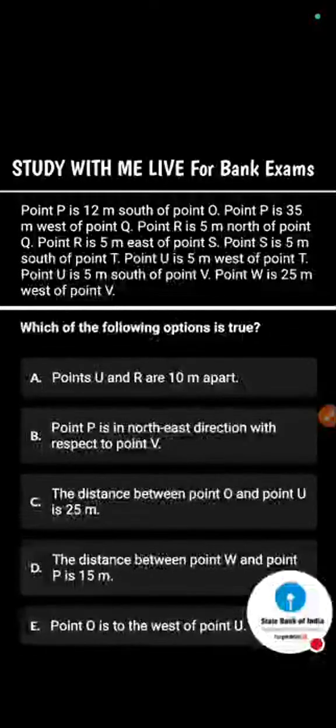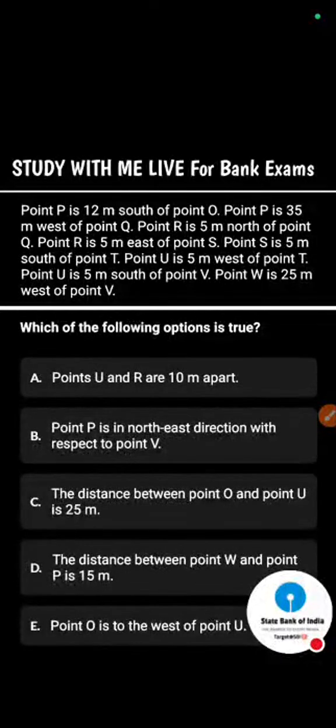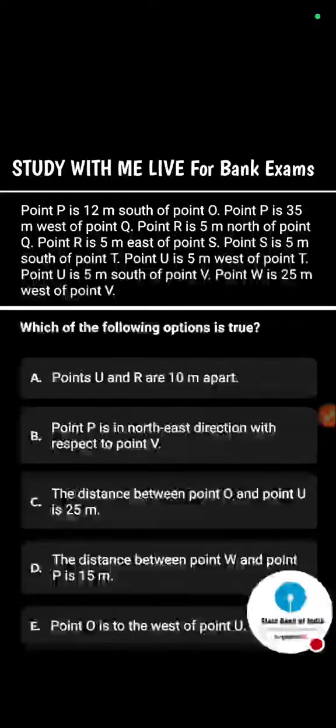So the first question we see, first option, U and R 10 meters apart. U and R, no, they are not 10 meters apart. Next, P is in northeast direction. From V northeast, there is no one in east of V. Option C, the distance between O and U is 25 meters. O and U, no, it is not.